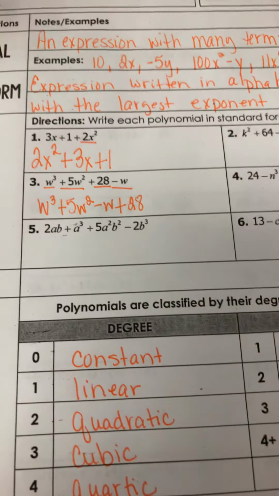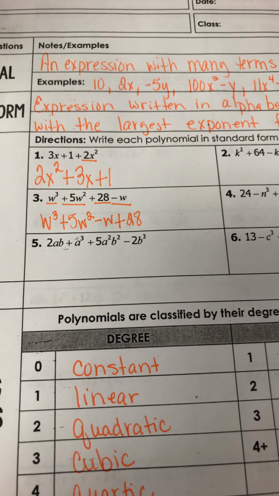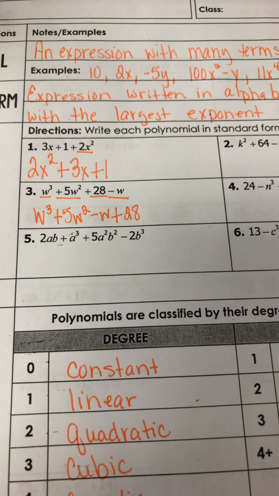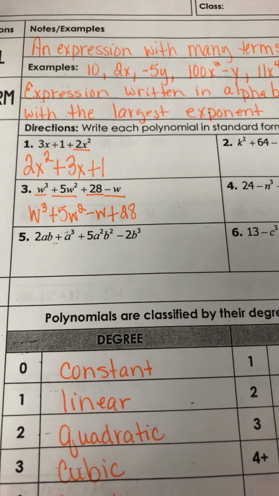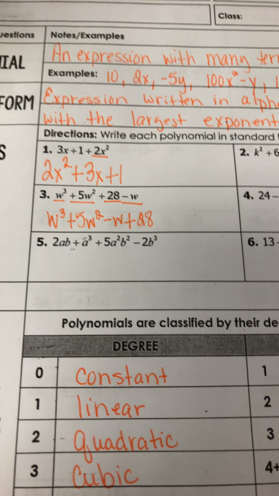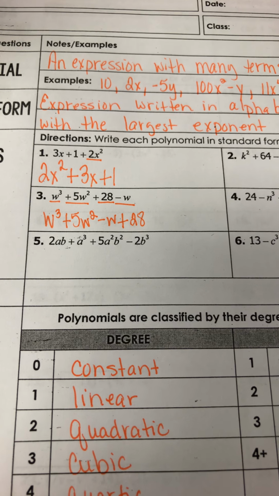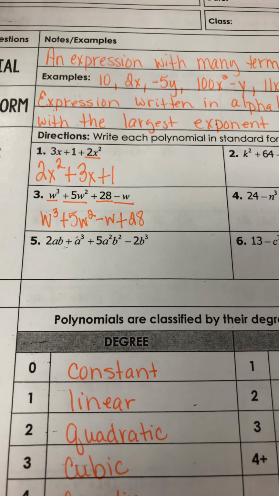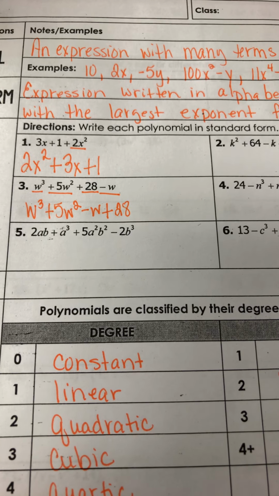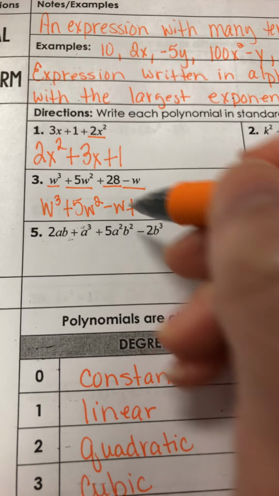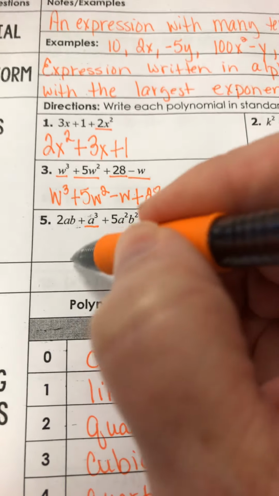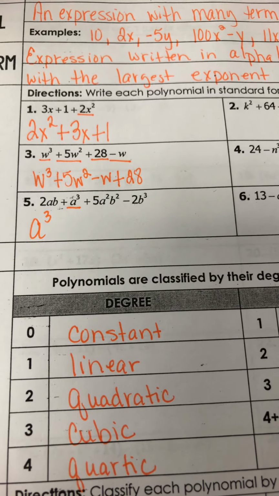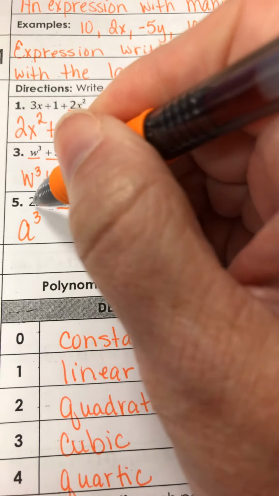Okay? But look at number 5. We've got A's and B's. Okay? So in order to put these into standard form, A needs to come first. And since you have some with A and B, what you want to do is put AB together and then put B at the end. So it'll be A, AB, B. All right? So let's start with plain A's. I see that I have A to the third power. So we're going to take A to the third power and write it first. Now let's look at our AB's. I've got an AB here and an AB here.